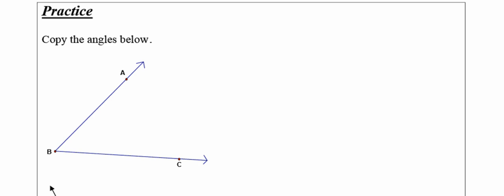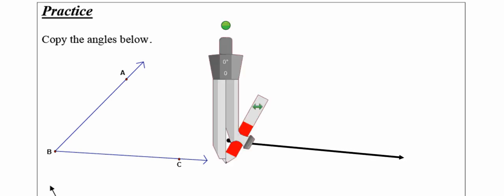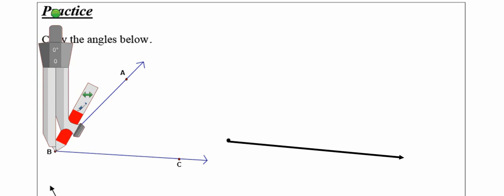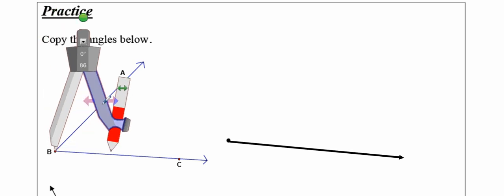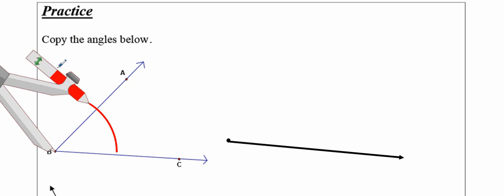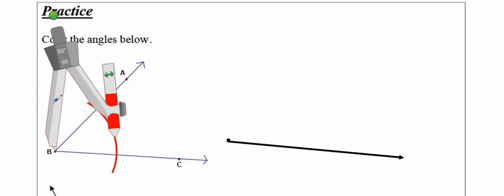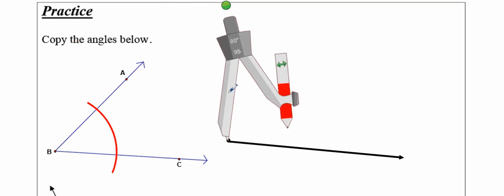So it says copy each of the angles below. I'm going to start by putting my vertex on my paper, as well as one of the sides of the angle. I'm going to grab my compass and start by drawing an arc on that original angle. And again, this can be any convenient radius setting on your compass. But the important thing is that when I go to the new angle, I keep that compass setting exactly the same.